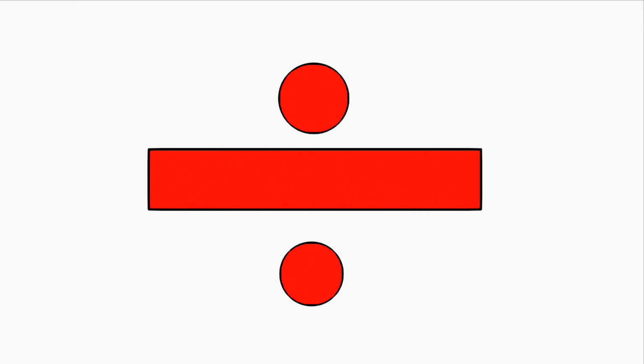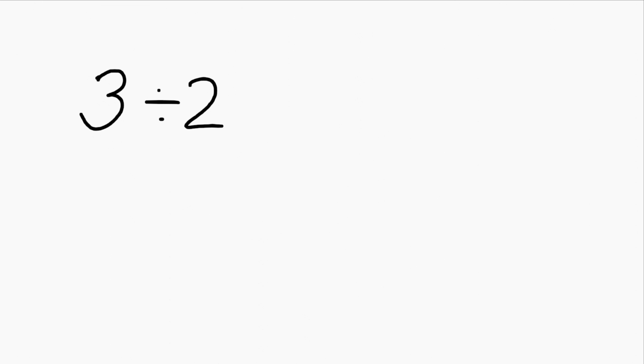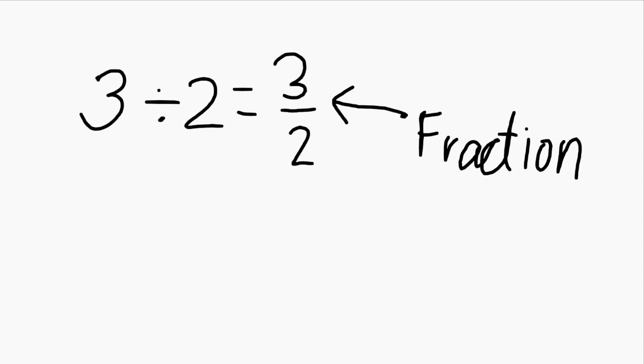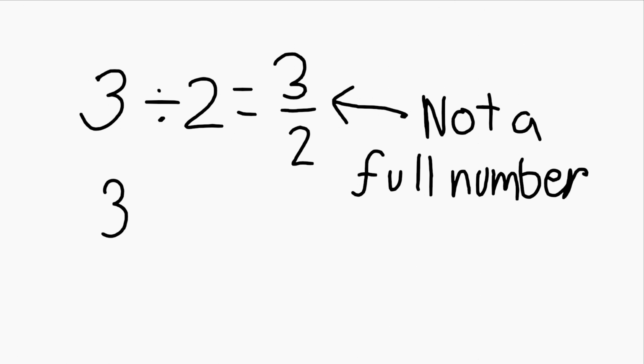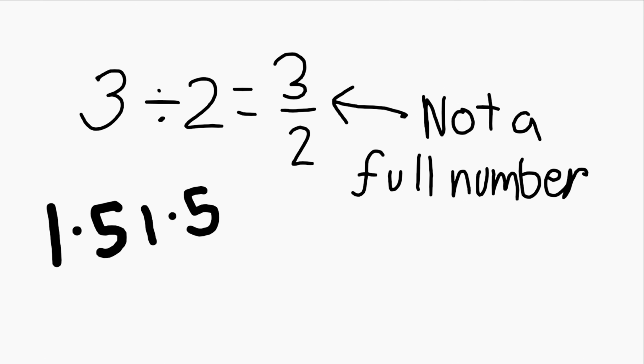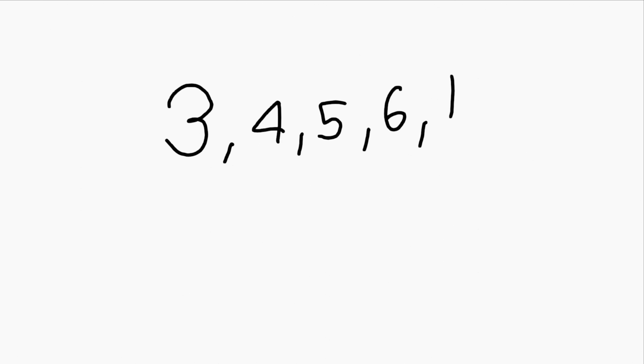Now let's talk about division. Division can also be defined as separating a number into equal parts. When we divide 3 by 2 we get 3 over 2. Now this is called a fraction. Here the number is not whole, the numbers themselves are divided into parts. 3 over 2 is just 1 and 1/2 of a number. Numbers which aren't divided are known as whole numbers.